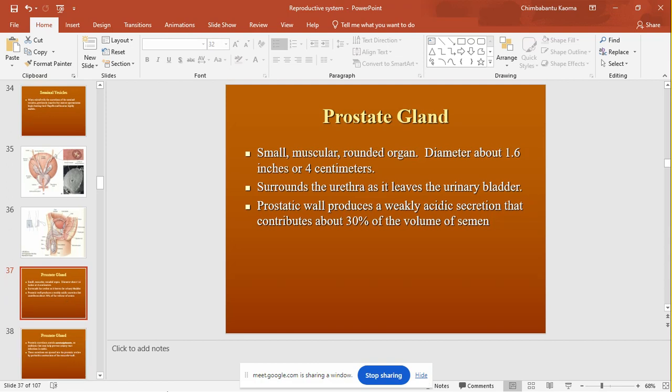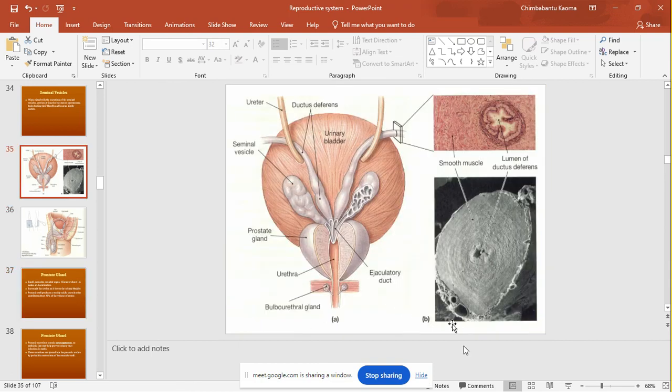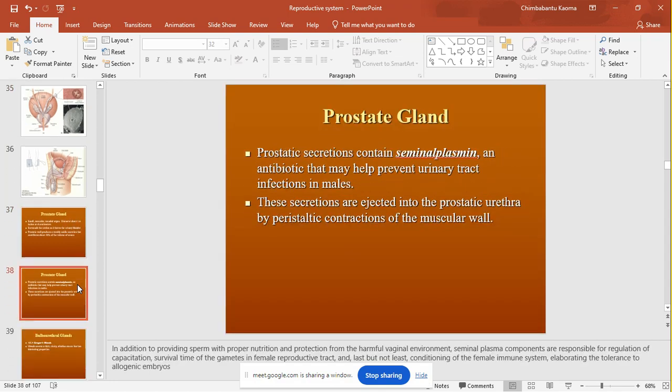So we can quickly speak about the prostate gland. So the prostate gland is basically a small muscular rounded organ, which we've already seen. It is said to be about 4 centimeters in diameter. It surrounds the urethra just as it comes out of the urinary bladder, as we can see in this diagram. And we know that this part of the urethra is referred to as the prostatic urethra.